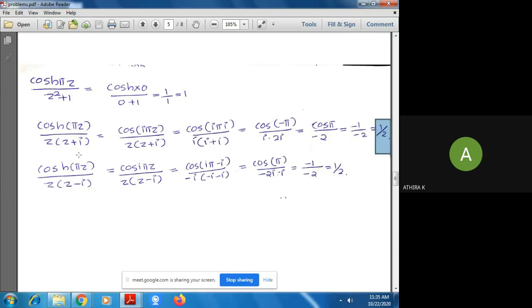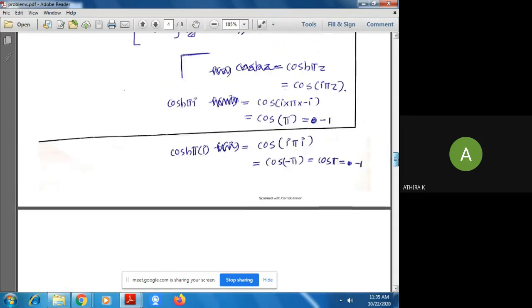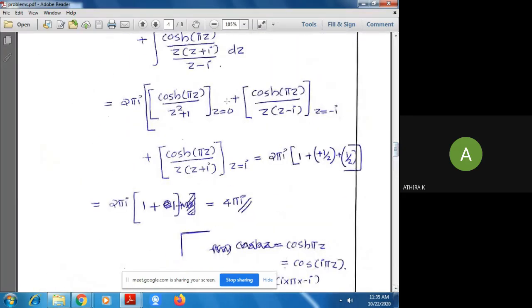So we substitute z is equal to minus i instead of z. On rearranging, we get cos pi divided by minus 2i into minus i, that is equal to minus 1 by minus 2, equal to 1 by 2. So we get all the three f of z values, at z is equal to 0, z is equal to minus i and z is equal to 1. Now substitute all the three values: we get 2 pi i into 1 plus 1 by 2 plus 1 by 2. That is 2 pi i into 2, which implies 4 pi i.